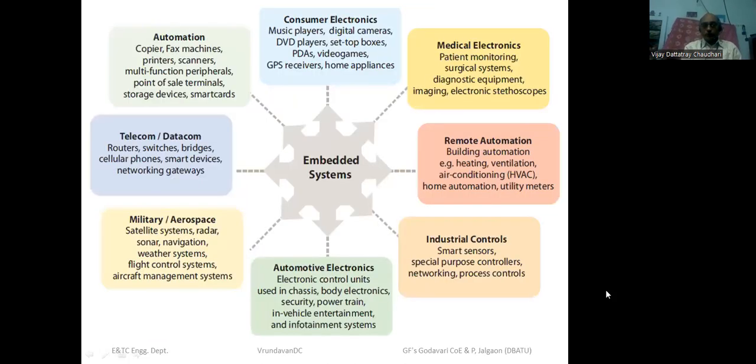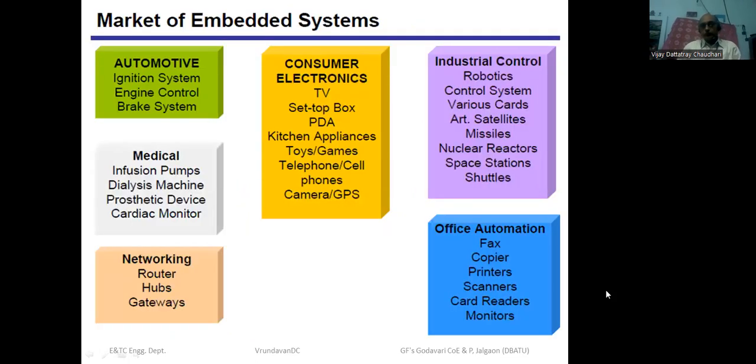So these are the various fields of embedded systems application: automation, consumer electronics, medical electronics, remote automation, industrial control, automotive electronics, military, aerospace, telecom, and datacom. So the market scope for the embedded devices are increasing much these days. Various embedded processors are useful for the various devices in this market scope.